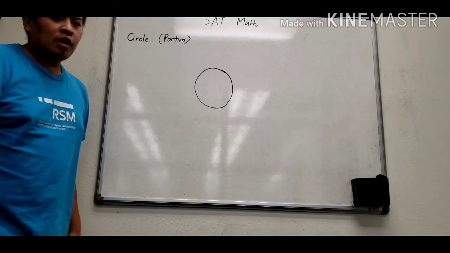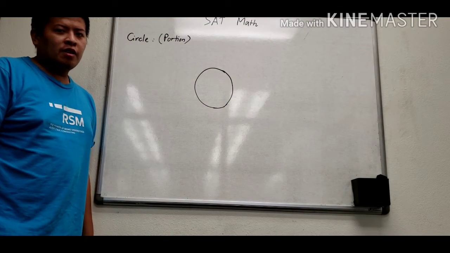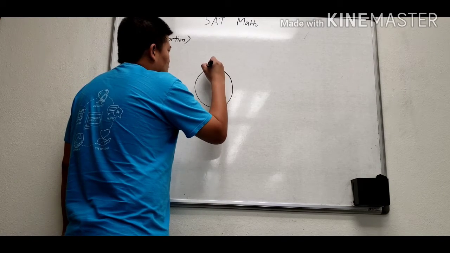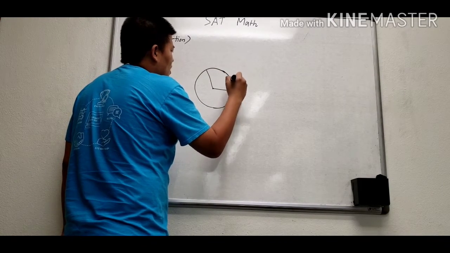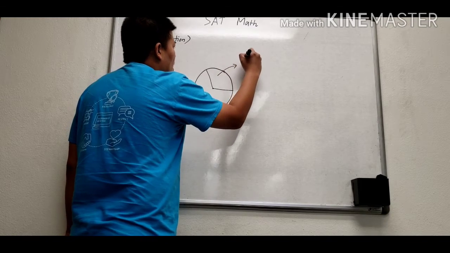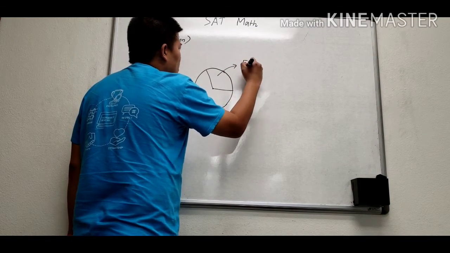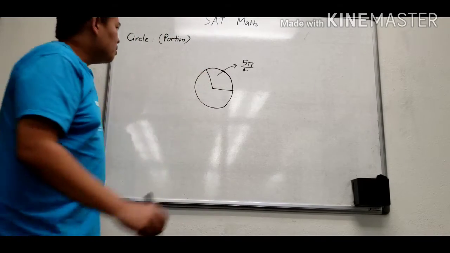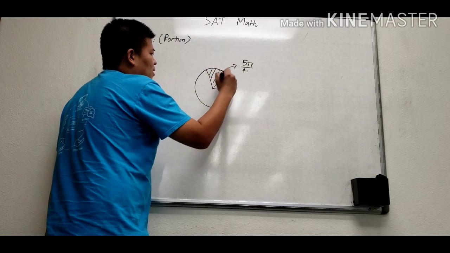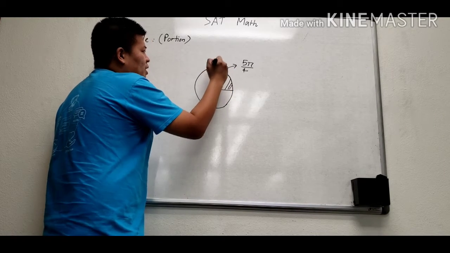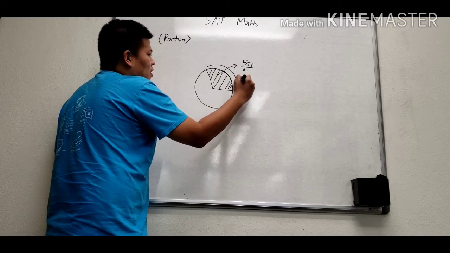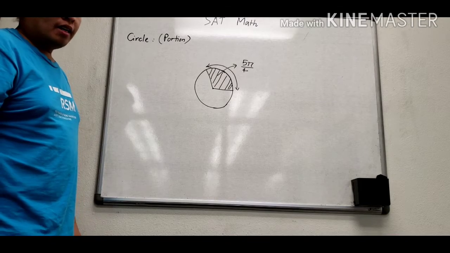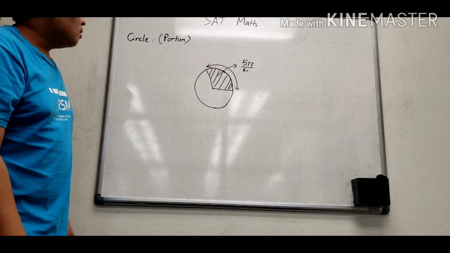The next one we will talk about the portion of the circle. For example, if the question asks about the portion of the circle, say 5 pi over 4, something like this, the question might be: what's the area of this portion only? Or maybe: what's the circumference of this portion only? To do a question like this, I will show you the formula.